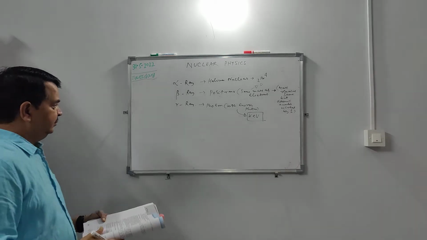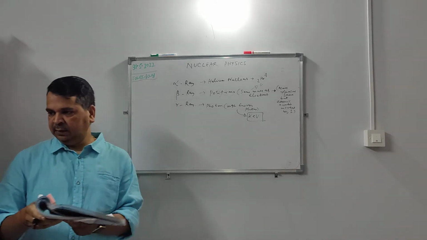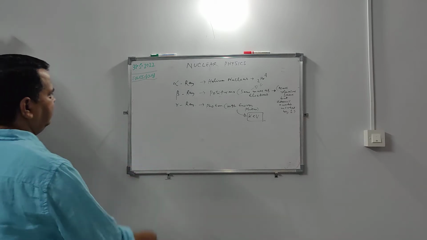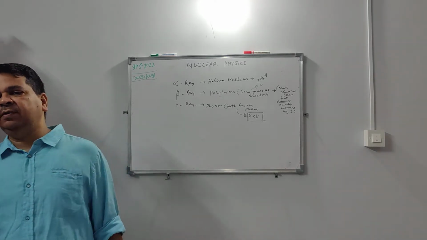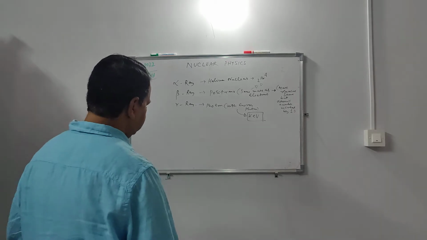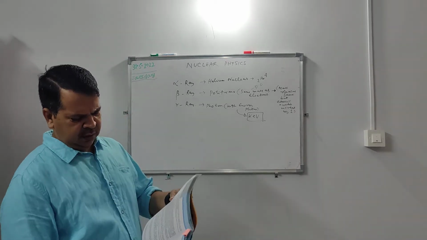So just remember, there can be a question: what is alpha, what is beta, and what is gamma? So why is it important? Because you don't have to solve anything. You just have to remember, and within seconds you can answer. That's why it is important to learn all these things.